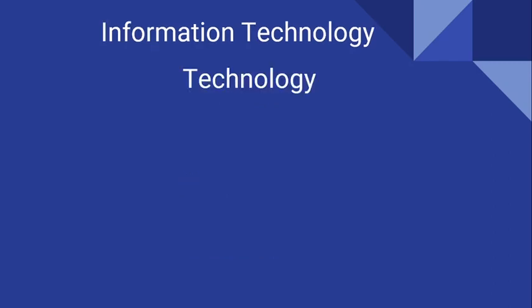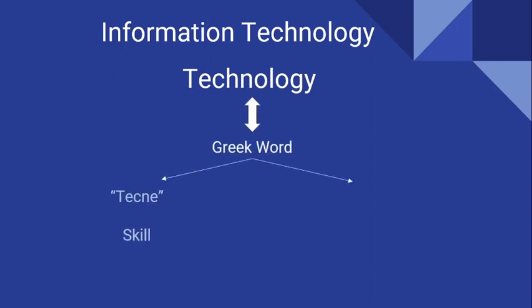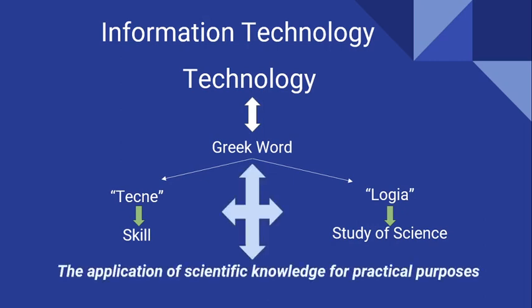Next, what is technology? Now this word technology has its origin from the Greek words techne and logia. Techne means skill and logia means study of science. Now if we combine all this, the meaning of this word technology is the application of scientific knowledge for practical purposes. Right?